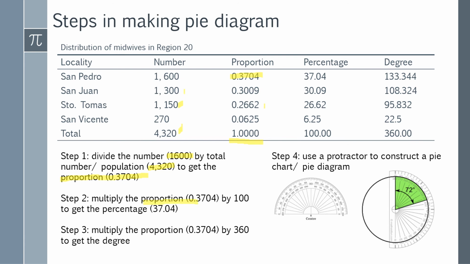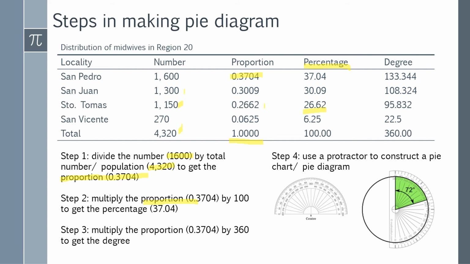Why do we need to multiply the proportion by 100? Because we want to get the percentage per locality. So 0.3704 multiplied by 100 is 37.04. 0.3009 multiplied by 100 is 30%. No? 0.2662 multiplied by 100 is 26.32. So, ito na po yung percentage.